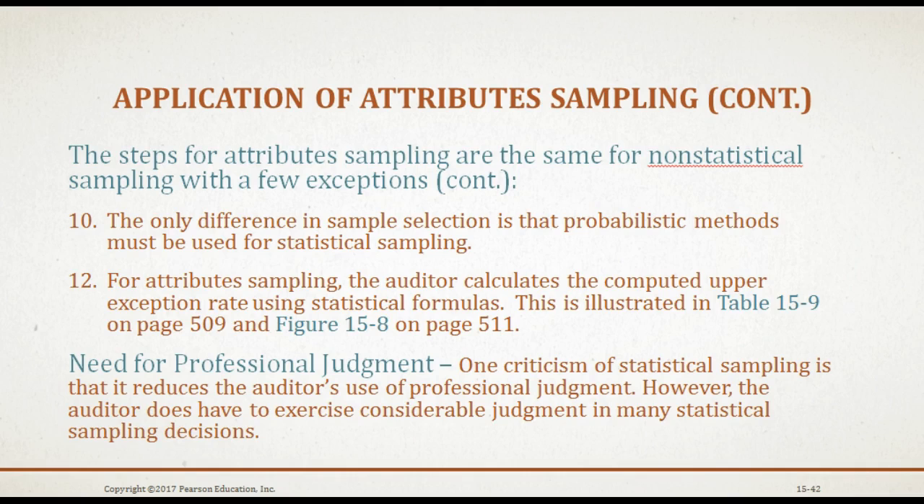One criticism of statistical sampling is that it reduces the auditor's use of professional judgment. However, the auditor does have to exercise considerable judgment in many statistical sampling decisions. We have reached the end of the discussions for Chapter 15. In this chapter, we have discussed the difference between statistical and non-statistical sampling, as well as the difference between probability and non-probability sample selection methods.